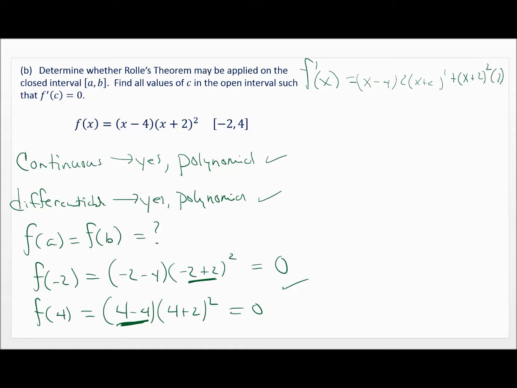Okay, maybe pause it and do that on your own so you can follow. All right, now, here's what I noticed. These two terms, and this is a term, and this is a term, right? They have an x plus 2 in common. I'm going to factor that out.